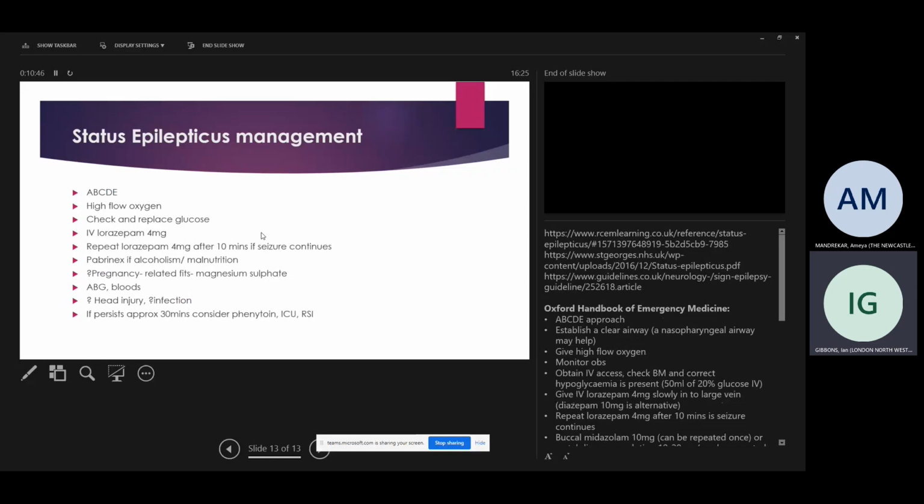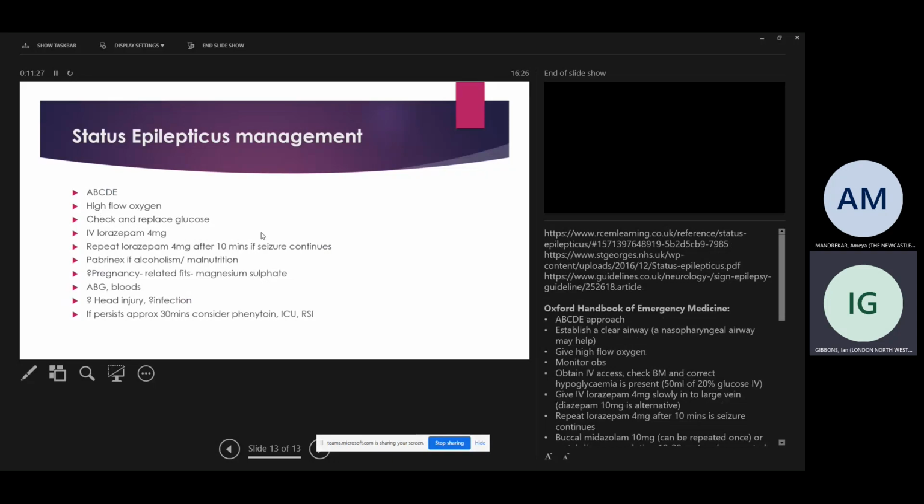Going down the treatment algorithm, usually they recommend repeating lorazepam at the 10-minute stage if the seizure continues. As I said, we always want to be thinking about what's going on as well. So there's a role for Pabrinex if there's suspicion of alcoholism or malnutrition. If we think this is a pregnancy-related fit, then there's consideration for magnesium sulfate. And thinking about reversible causes, getting an ABG, getting early electrolytes and bloods, and then thinking about anything else that could be going on, such as a head injury or any sign of infection or meningococcal involvement, we want to carry out appropriate treatment down those lines as well.